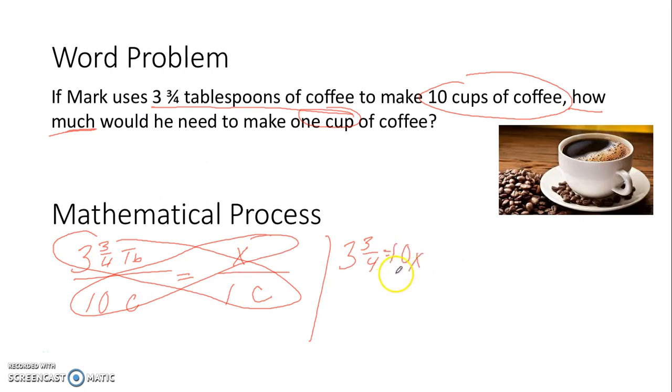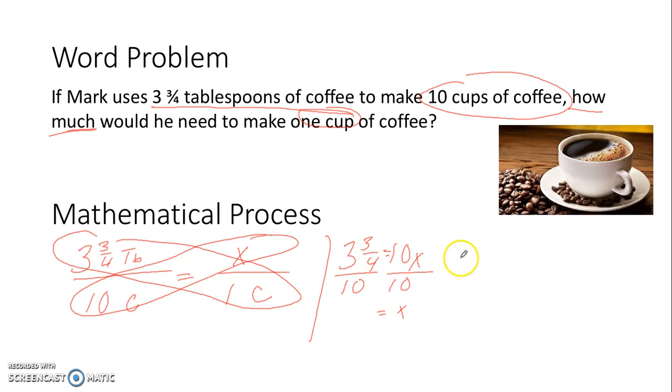Okay, so what we're going to do now, remember that we're isolating this variable, so we're dividing both sides by 10 to get that x all by itself. So that's going to leave us with x equals 3 3/4 divided by 10. So I'm going to do this over here because it's going to get a little messy. It's a little bit more work since it's a fraction.